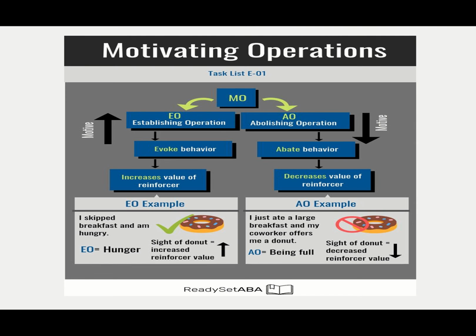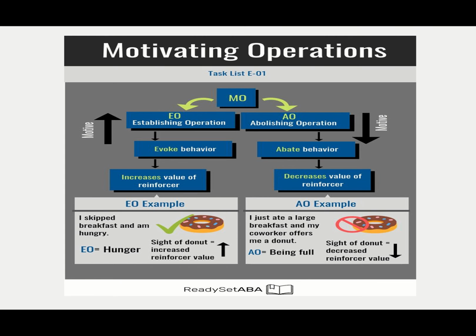Now let's see this example. I skipped breakfast and I am hungry. Now, the establishing operation here is hunger. So because you're in the state of deprivation from food, food is now highly valuable to you, and any behaviors that lead to you obtaining food will also increase. So the sight of a donut, that donut becomes highly valuable to you as a reinforcer because you skipped breakfast and you're very hungry. So food is very valuable to you in that moment.